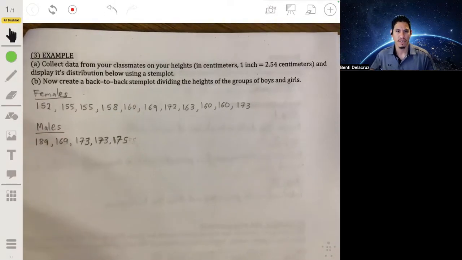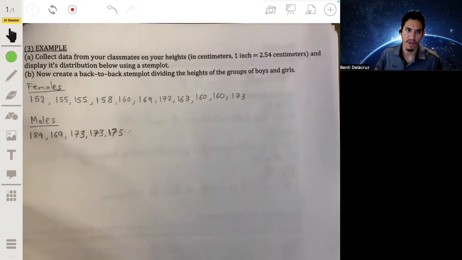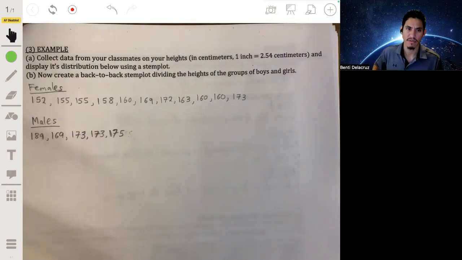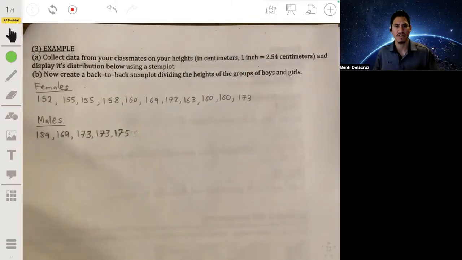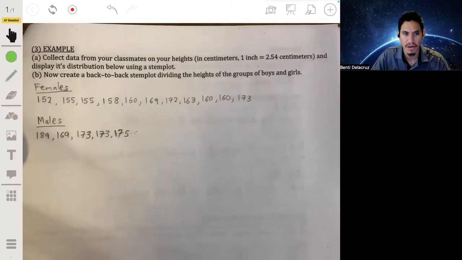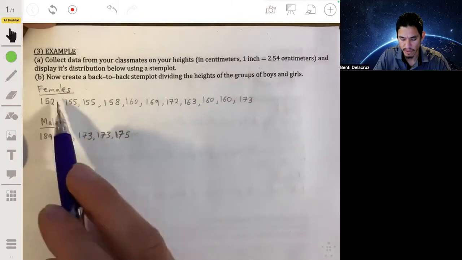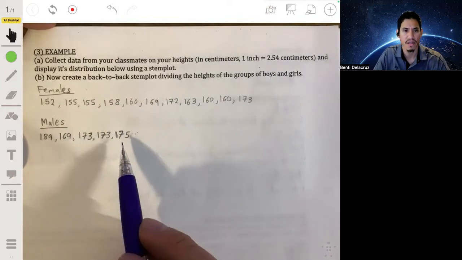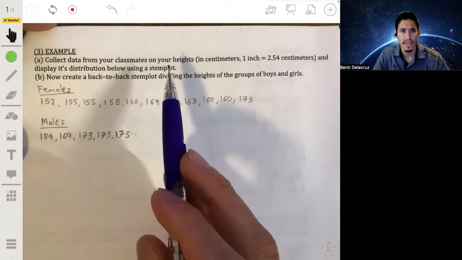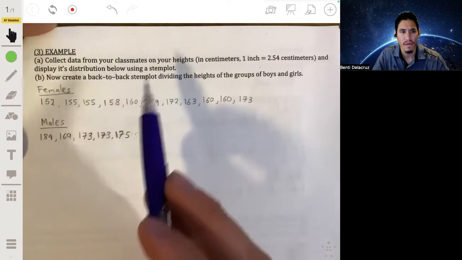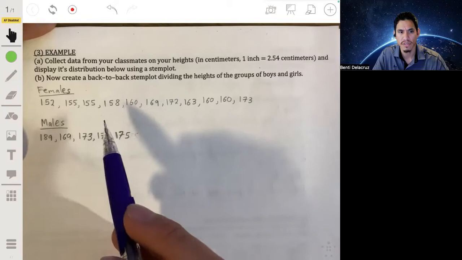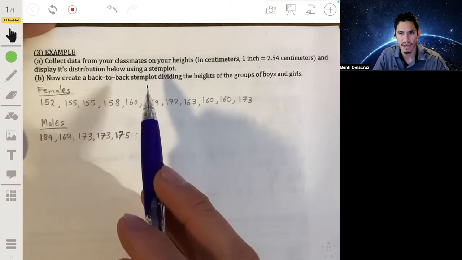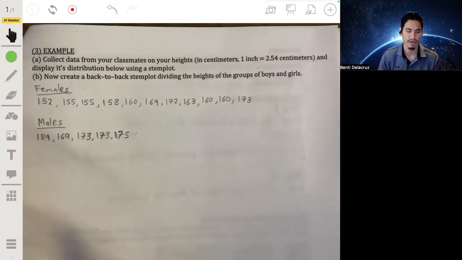Okay, so here's some data on the heights from one of my classes from a previous year. This is their height rounded to the nearest centimeter. I put them in 2 groups, the female and the male heights. So we're going to make a stem plot including both sets of data, and then we're going to make a back-to-back stem plot where we break it into males and females.